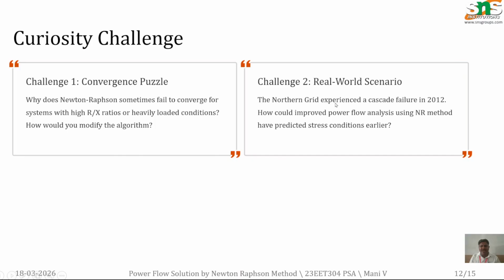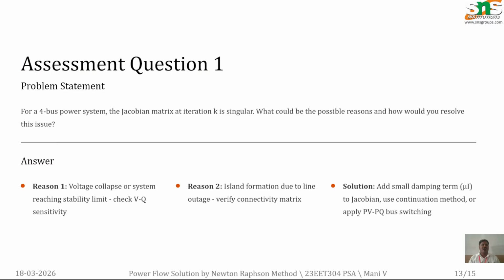Why did the North Grid experience a cascade failure in 2012? How could improved power flow analysis using the NR method have predicted stress conditions earlier? If you know the answer, you can analyze and put it in the comment section. And this is another assessment. For a 4-bus system, the Jacobian matrix at iteration k is singular. What would be the possible reason and how would you resolve the issue? You can put the answer in the comment section.